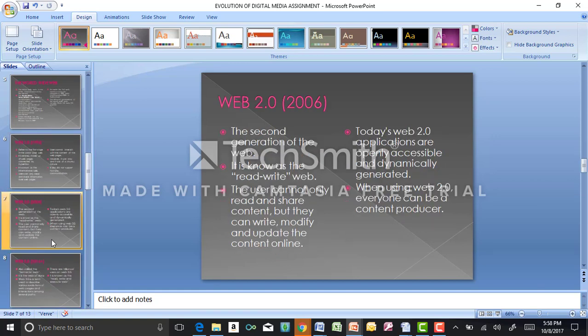Web 2.0 was introduced in 2006. It is also known as the read-write web. Today's Web 2.0 applications are openly accessible and dynamically generated. When using Web 2.0, everyone can be a content producer.